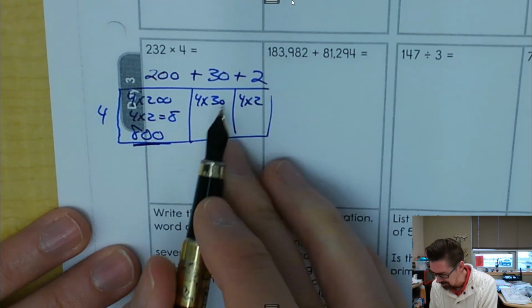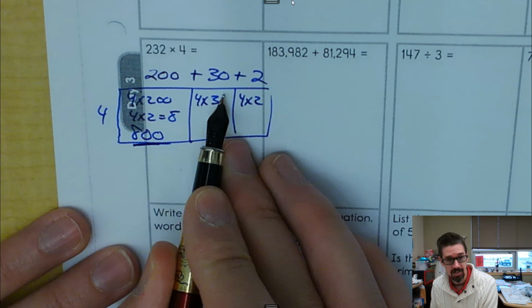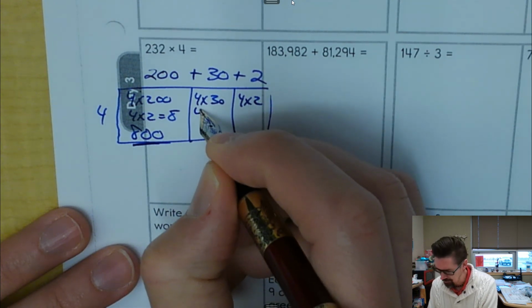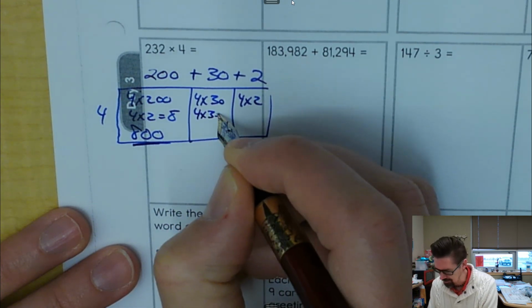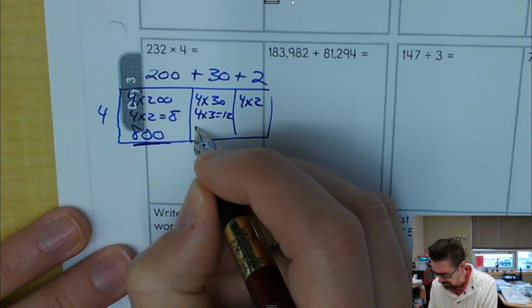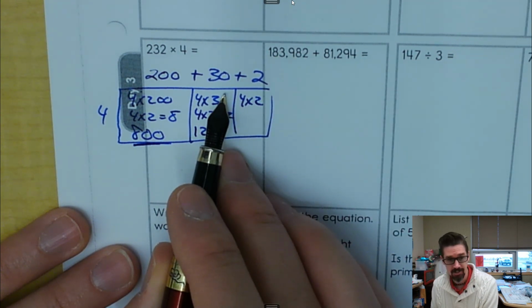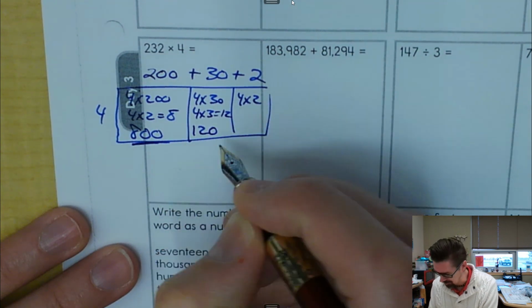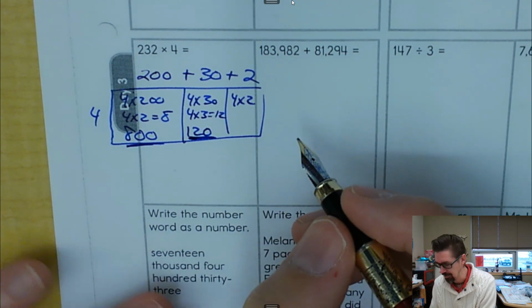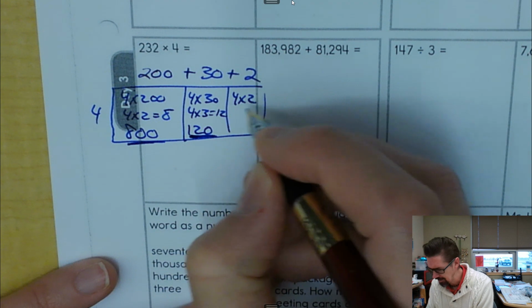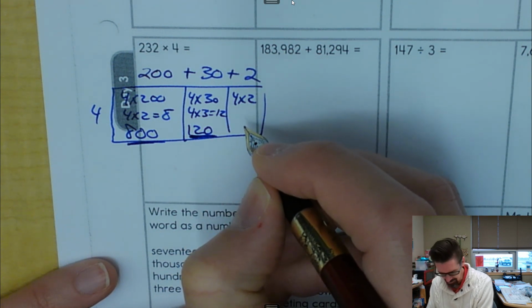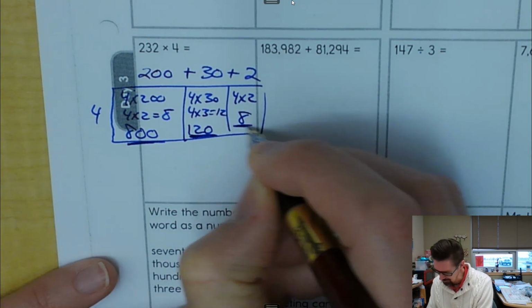This one, my single-digit multiplication is 4 times 3. So I'm going to write down 4 times 3, and that is 12. So I'm going to put 12 down here, and I'm going to think, well, how many zeros did I hide? I hid 1 zero, so I put 1 zero after the 12, turning that into 120 is my partial product there. And then 4 times 2, well, that's 8. And that's my third partial product.